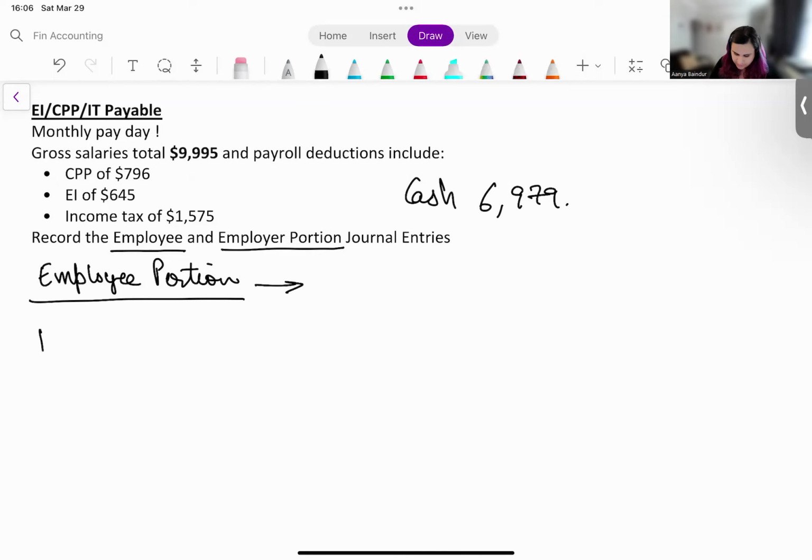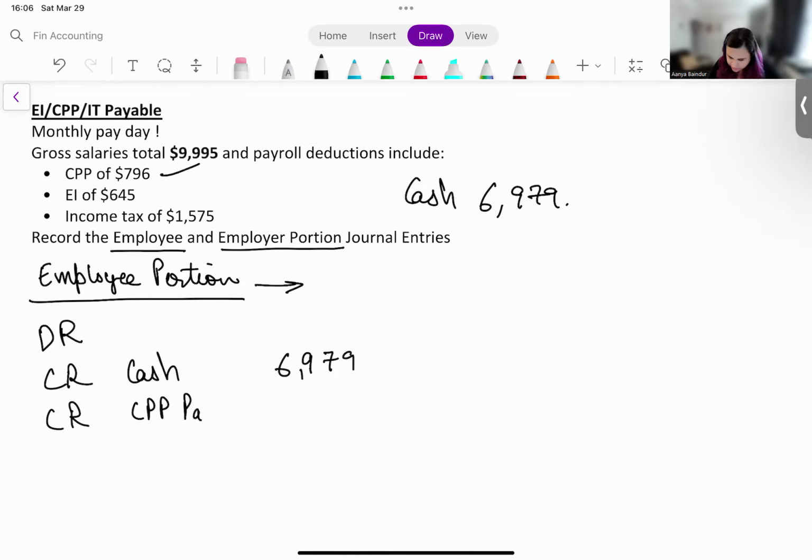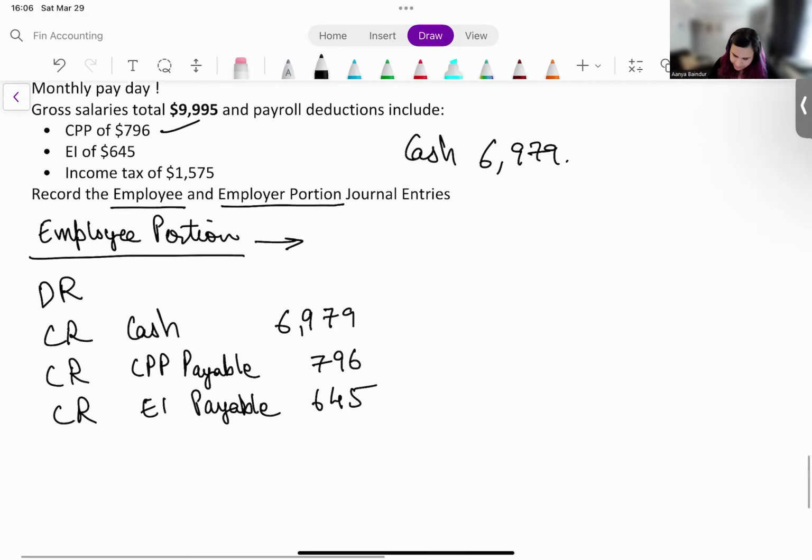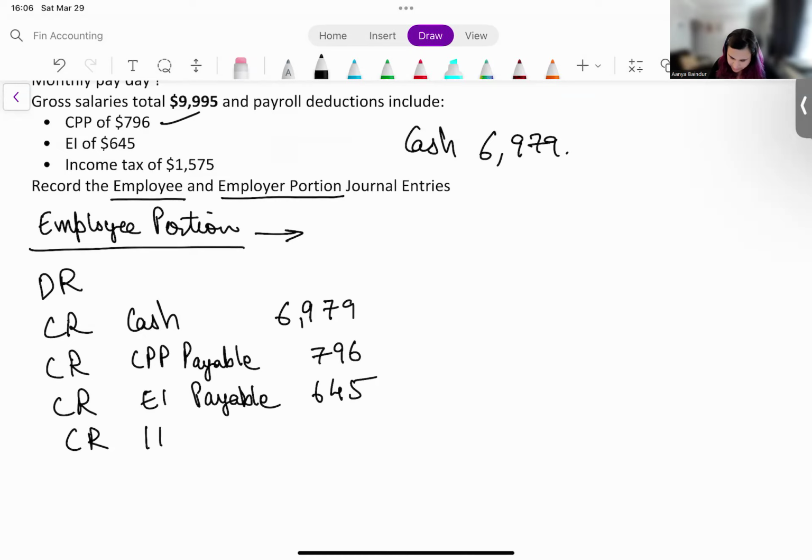So let's set up our accounts. So we know there's a credit for cash and the amount is 6979. At the same time, we've collected CPP. So there's a CPP payable, which we have to send to the government. And that amount is 796. There's also an EI payable. And that amount is 645. And the last one, we have an income tax payable of 1575.